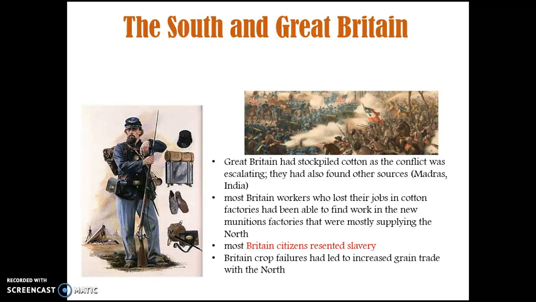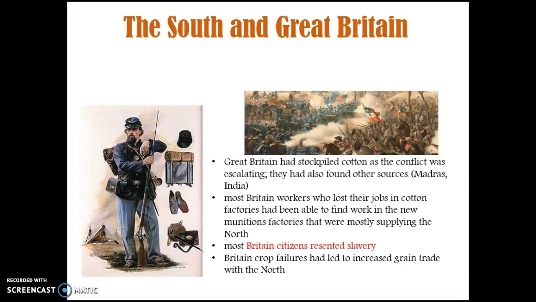That foreign nation is going to be Great Britain. Great Britain made a lot of money off of the South's cotton and vice versa, so we trade a lot with Great Britain. However, Great Britain had stockpiled cotton as the conflict was escalating. So they knew something was going to happen between the North and South, and they decided just to save up a whole bunch of cotton. They had also found other sources for their cotton, such as India.